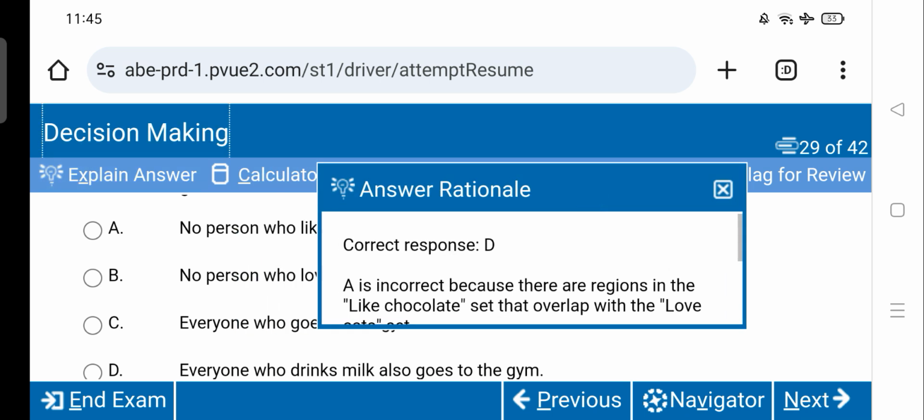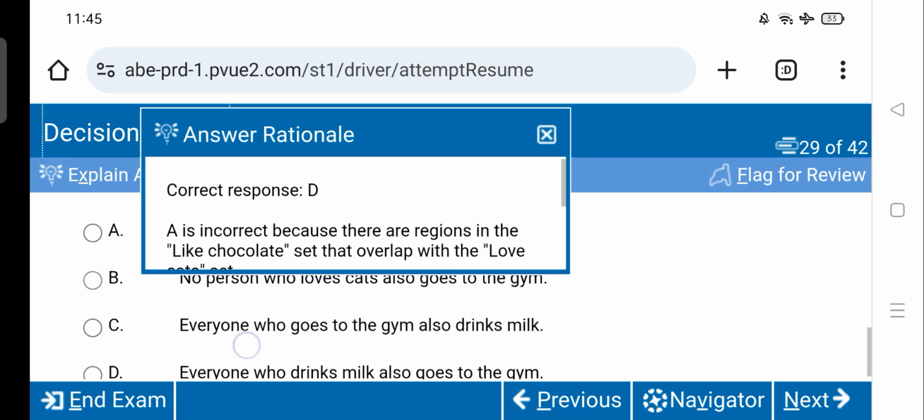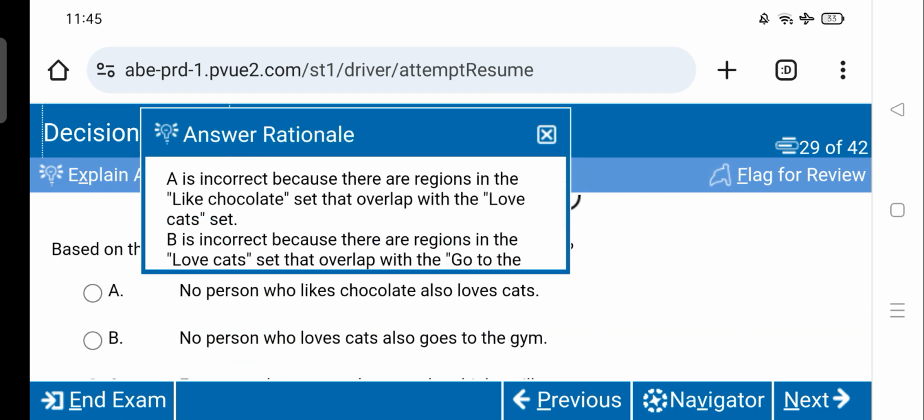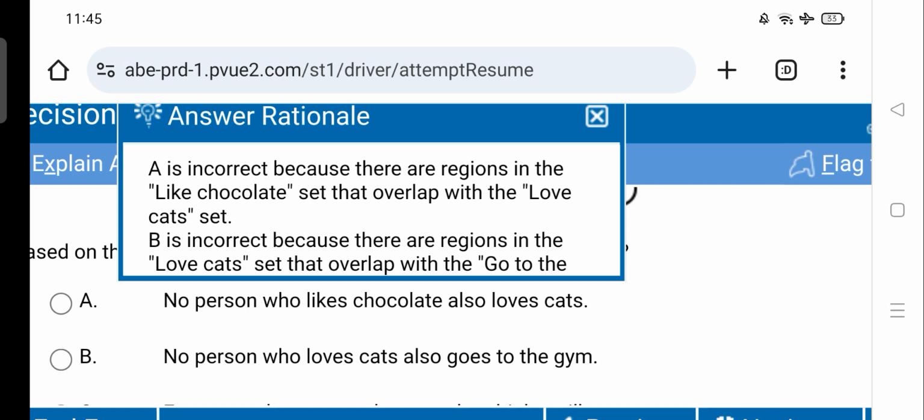So here we have the correct option is option D, and option A is incorrect because there are regions in the like chocolate set that overlap with the love cats set.